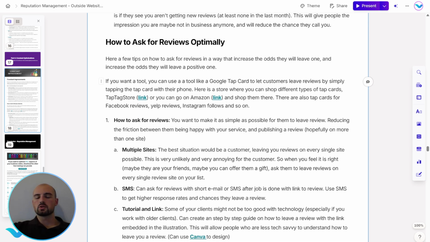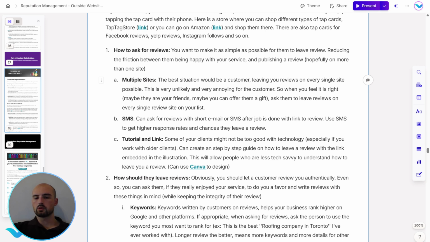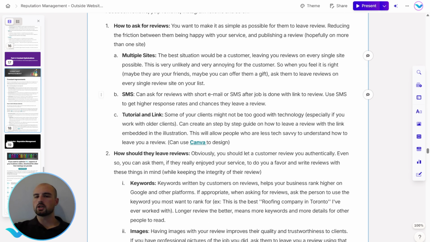How to ask for reviews optimally. So asking for reviews, the best way would be you want to ask for multiple sites. So first thing is, if you know the client or you have a good relationship with the client, ask them to leave you as many reviews as possible on every single platform. That would be number one, or at least the top 2, the top 3 maybe. They could just copy and paste the same thing, and that's it.